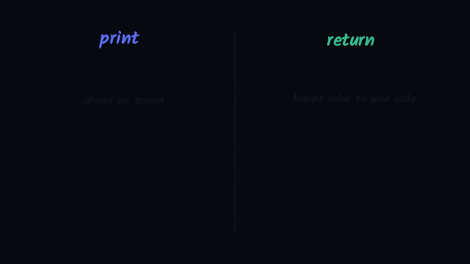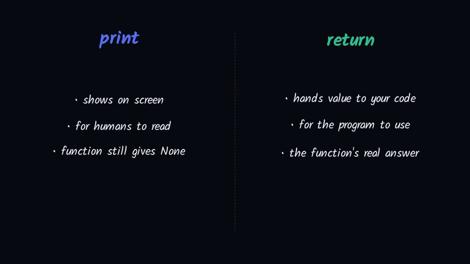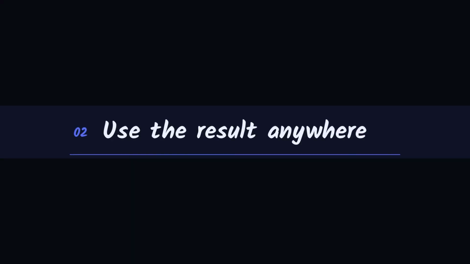Burn this in. Print is a message to the person watching. It puts text on screen and nothing more. Return is a message to the rest of your program. It hands back a value you can store, do math with, or feed into another function. Different jobs entirely, because return gives back a real value. You can use it mid-expression.